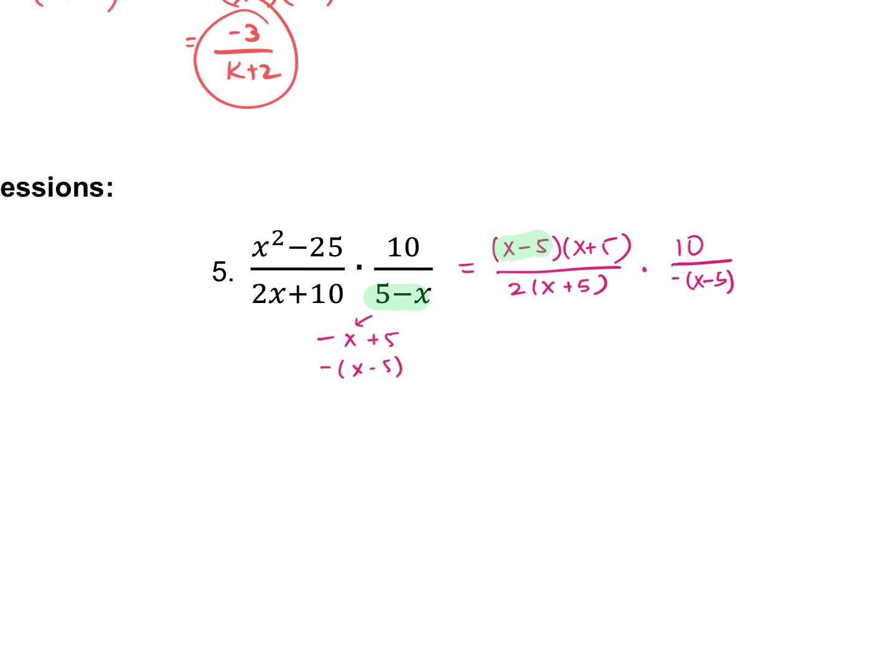Next step is to cancel. So let's see what we can cancel. I can cancel x minus 5 with this x minus 5. I can cancel these two right here, x plus 5 and x plus 5. And I can also reduce that 2 and 10. So 2 divided by 10 is 1. 10 divided by 2 is 5. So I have a 5 up here. Look what else I have. I have a negative. So this is just negative 5.